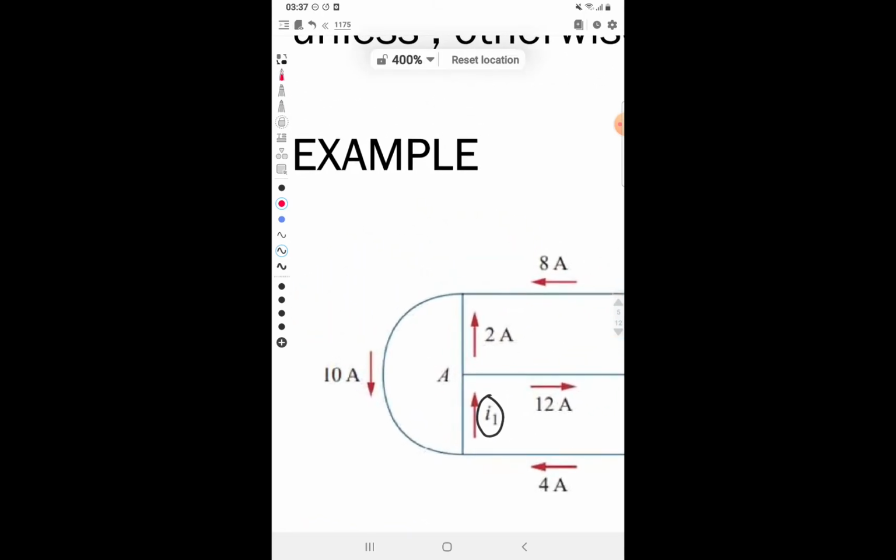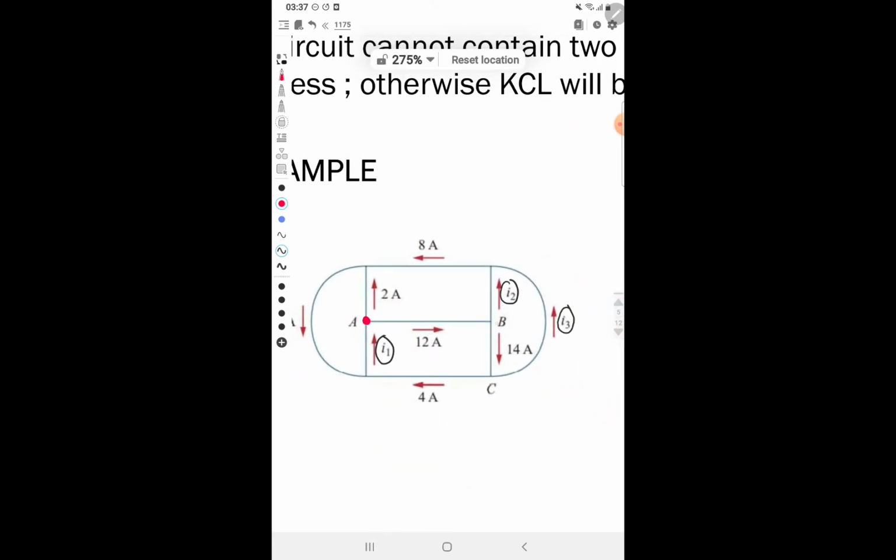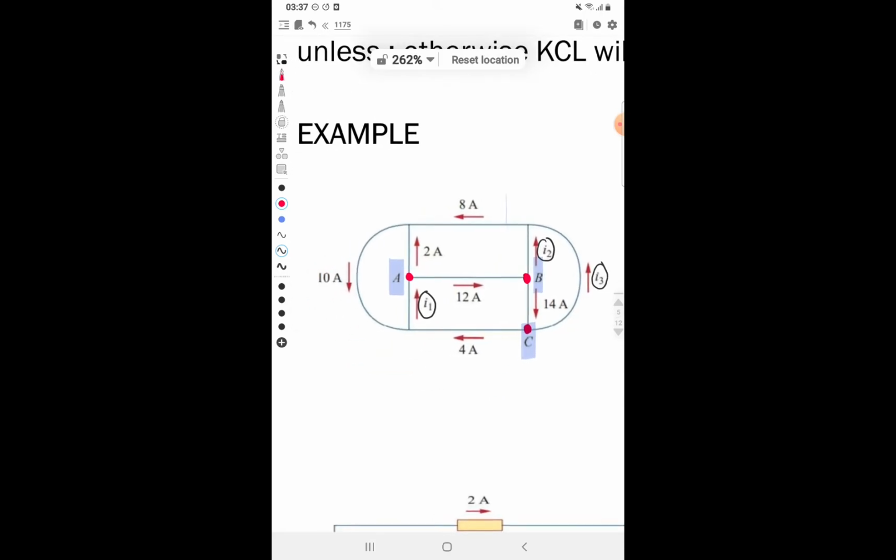So let's say we have our node A, node B, node C. These are the particular nodes that are highlighted in our equation, or in our circuit. So that's why we will get the current I1 at node A, current I2 at node B, and current I3 at node C. But particularly, there are other nodes that can be used in our example.